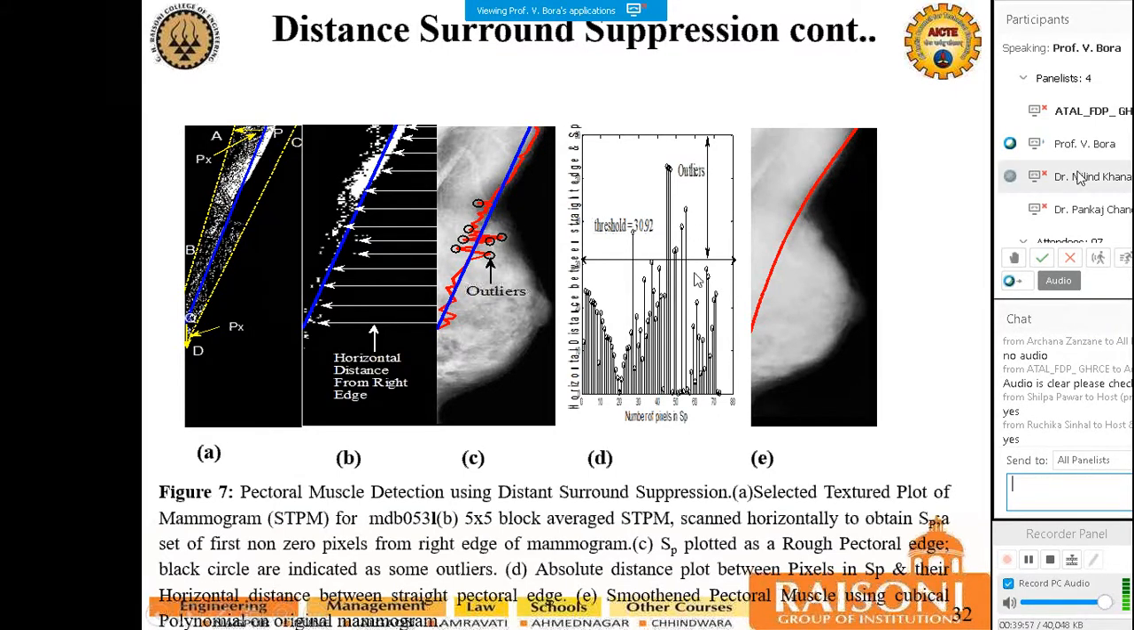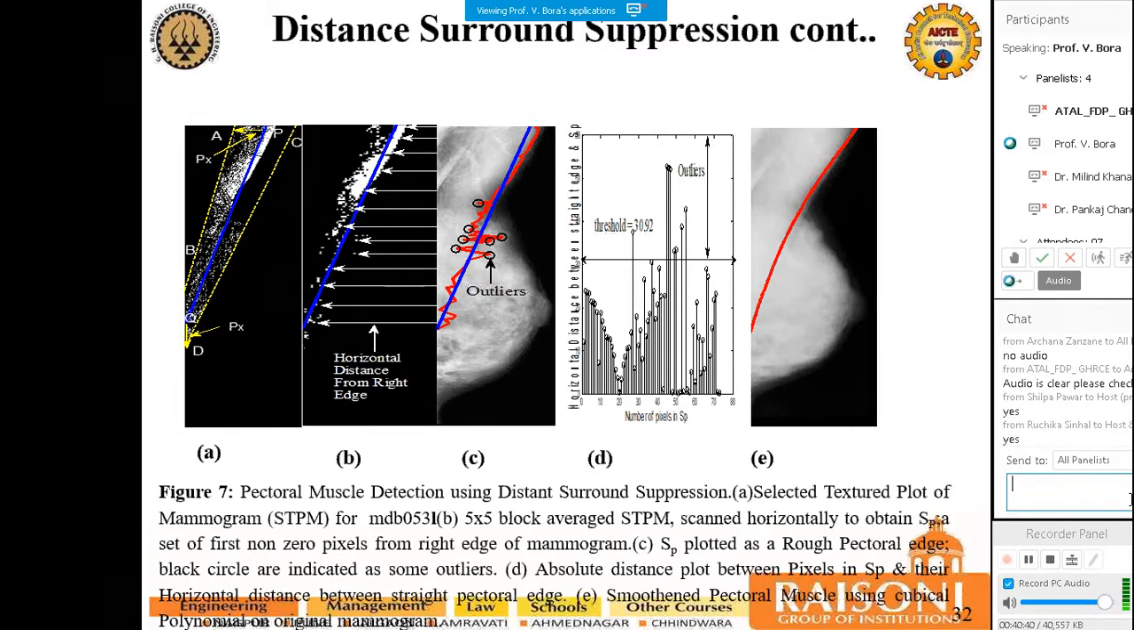And this remaining will give the actual muscle, and this was this muscle. So this is called the absolute distance plot between the pixels in SP and the horizontal distance between the straight edge. So this is what your x-axis and y-axis are in this plot. Threshold was calculated and the outliers were removed, and this smooth spectral muscle was drawn here with the help of the cubic polynomial, after removing the outliers. So this is how the distance based separation technique, a heuristic approach, was developed to detect the muscle.